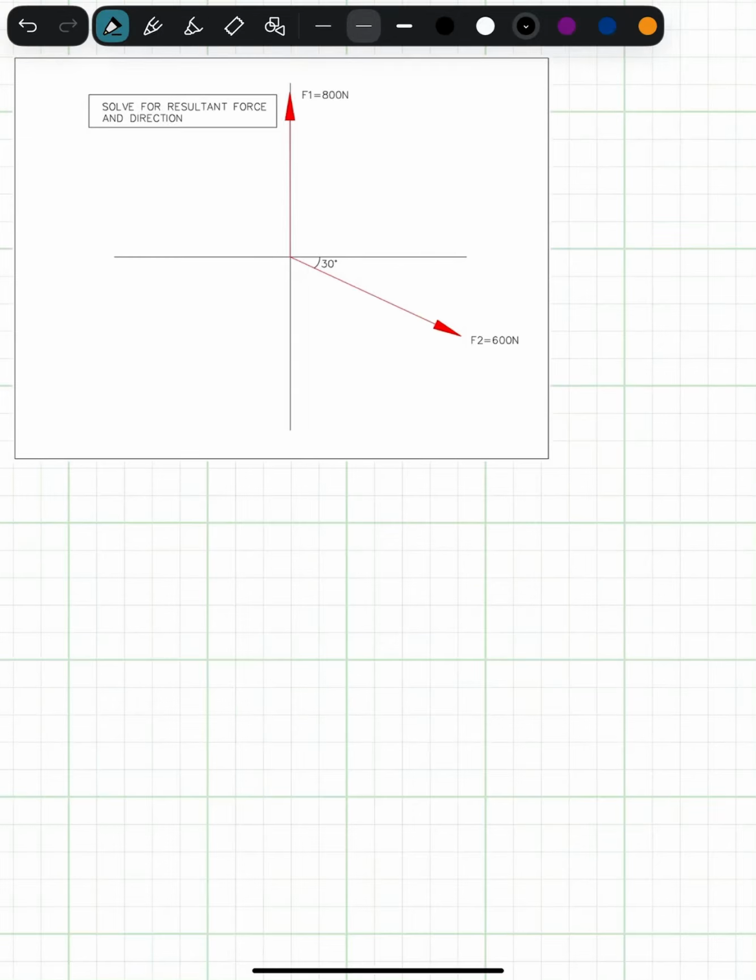All right, let's solve this force vector together. So this one's pretty simple. We have F1, 800 newtons pointing upward, F2, 600 newtons with a 30-degree angle. So I like to start with the sum of the forces in the x direction.